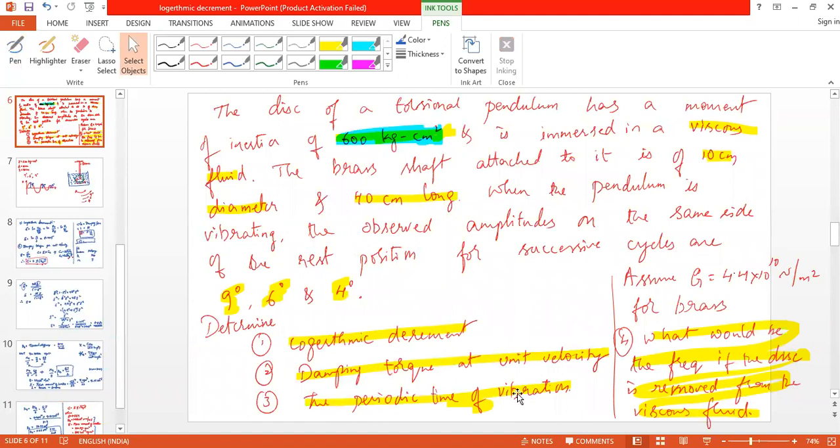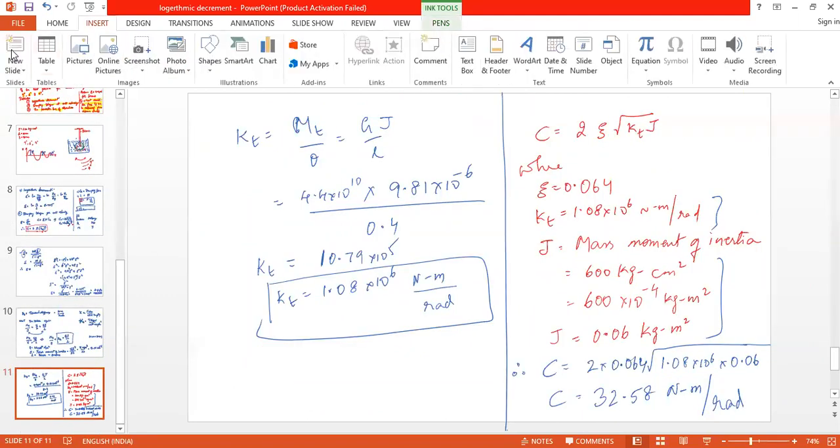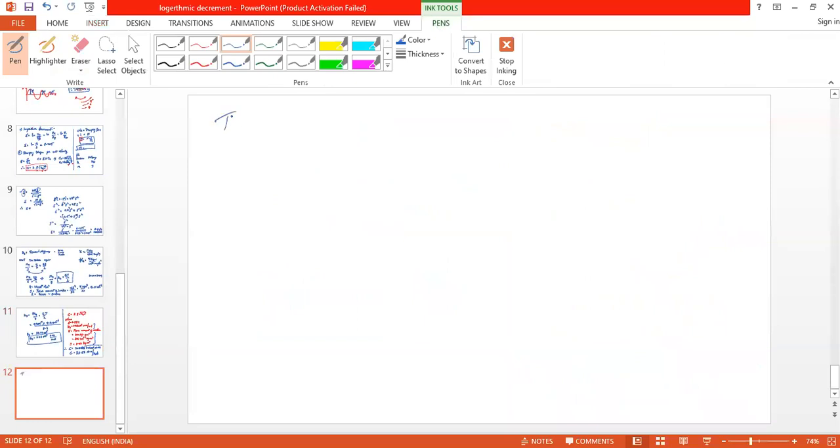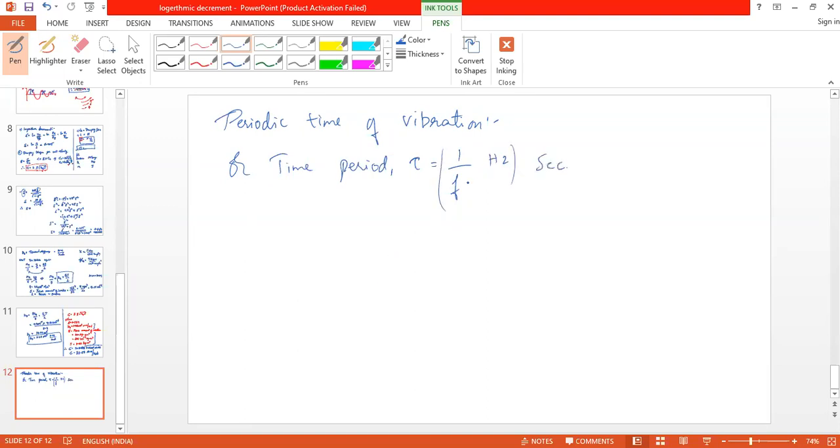Okay, next, what is the third one? The periodic time of vibration. The time period is represented by tau. Periodic time, tau, is equal to the inverse of frequency in terms of hertz, so we get it in terms of seconds.